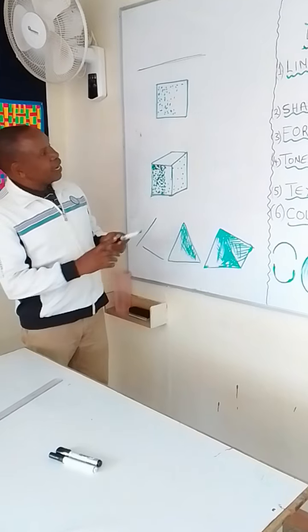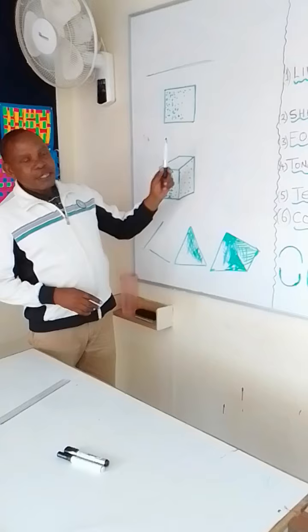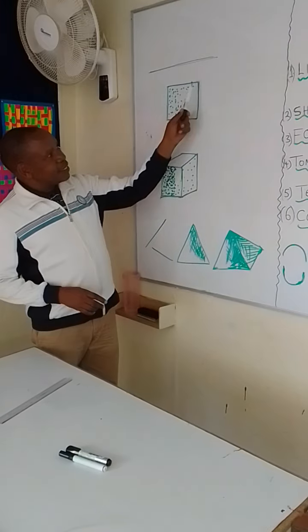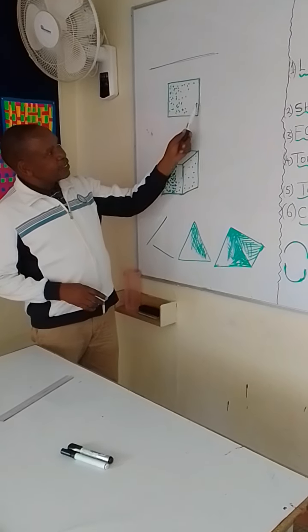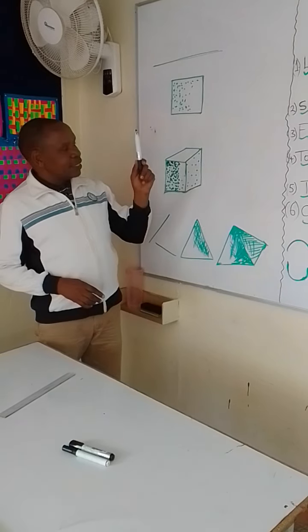Then here we have this shape here. This shape here, we call it a square. So this square here, you find that it has two horizontal lines and two vertical lines. And all the lines are straight lines.